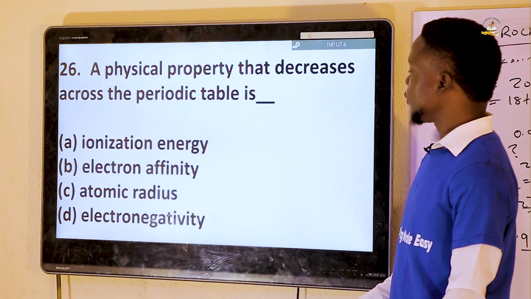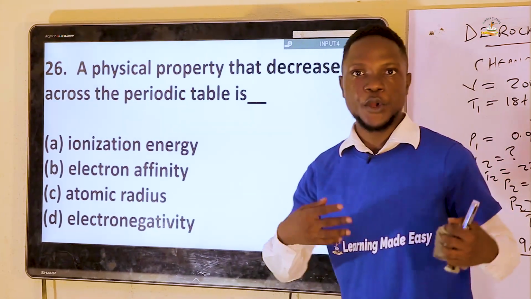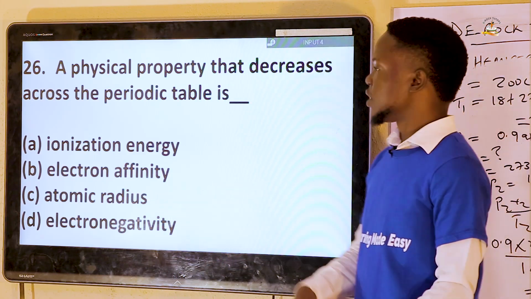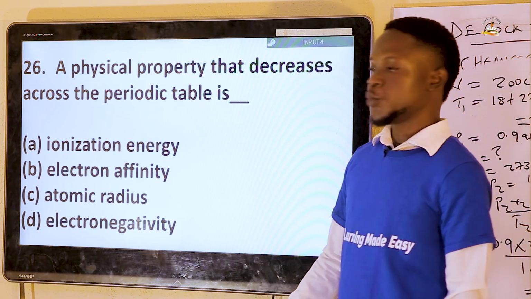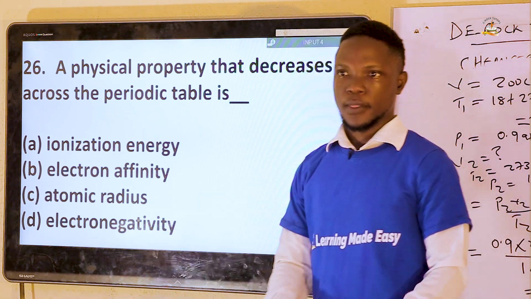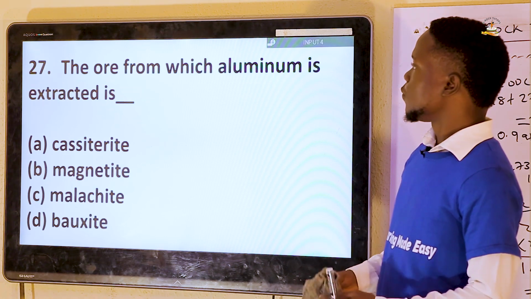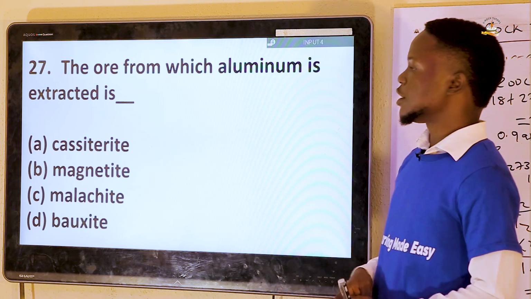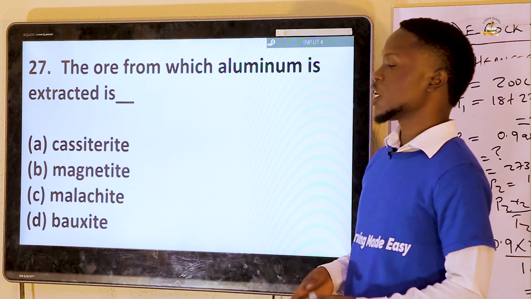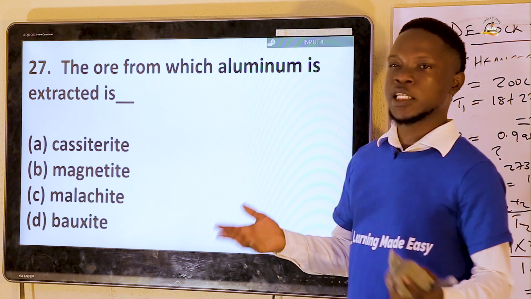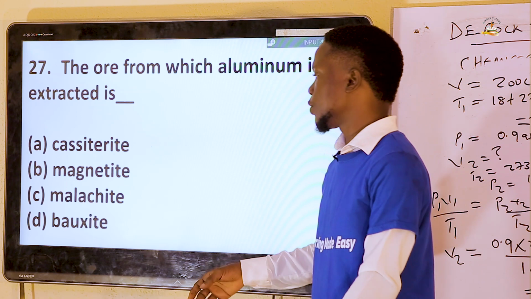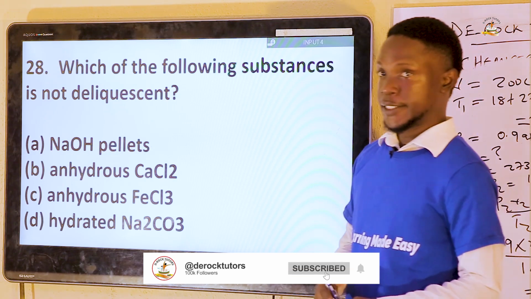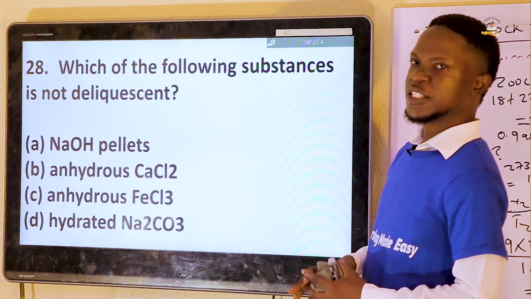26. A physical property that decreases across the periodic table is the atomic radius. The atomic radius decreases across the periodic table. So that's option C. The ore from which aluminium is extracted is bauxite. Bauxite is the ore from which aluminium is extracted. Cassiterite is the ore from which tin is extracted. So in this question, the answer is bauxite, option D. 28. Which of the following substances is not deliquescent?